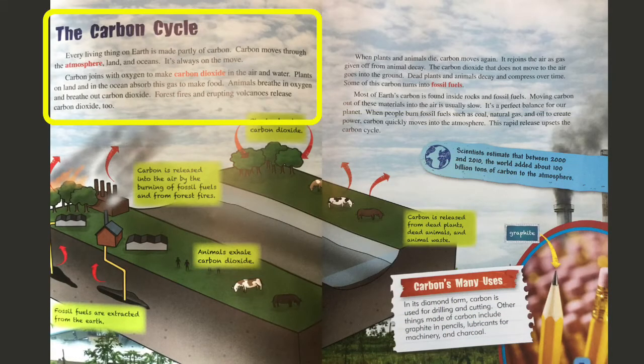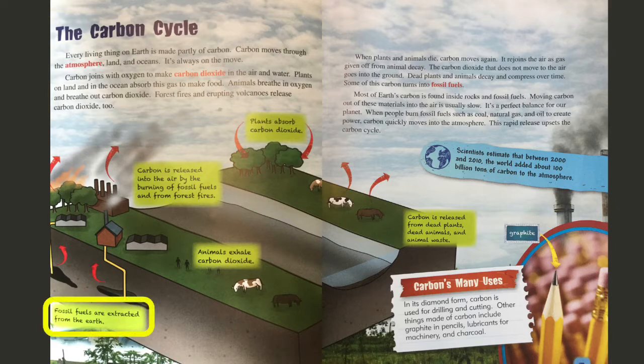The carbon cycle. Every living thing on Earth is made partly of carbon. Carbon moves through the atmosphere, land, and oceans. It's always on the move. Carbon joins with oxygen to make carbon dioxide in the air and water. Plants on land and in the ocean absorb this gas to make food. Animals breathe in oxygen and breathe out carbon dioxide. Forest fires and erupting volcanoes release carbon dioxide too.